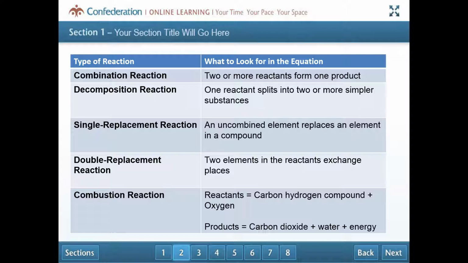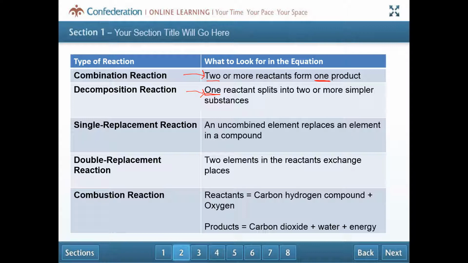So the first one is a combination reaction, and this should be familiar to you. What you're looking for here is two or more reactants that are forming one product. So these are the numbers that are important. The next one is a decomposition reaction, and this is basically the opposite of a combination. So you're looking for one reactant, and then it's splitting into two or more simpler substances.